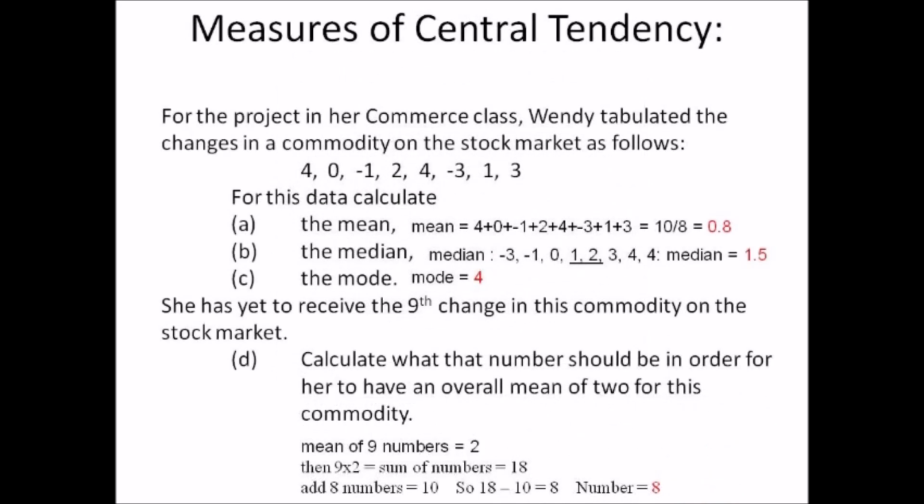Okay, measures of central tendency. The mean is 0.8, the median is 1.5, because halfway between 1 and 2 is 1.5. The mode is 4. The next one, the missing number would have to be 8 if the overall mean was 2 for the 9th commodity. Okay, and I have the workings on it to show you how I came up with the answers. Mean, median, mode, you should know the definitions in order to work those.